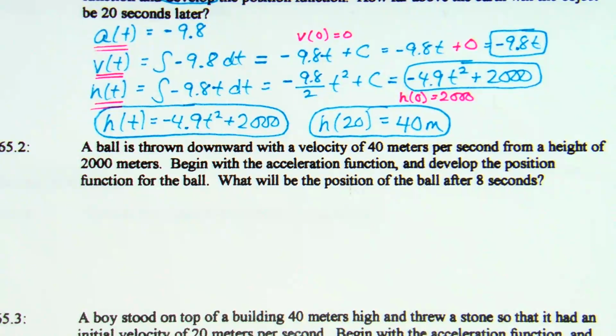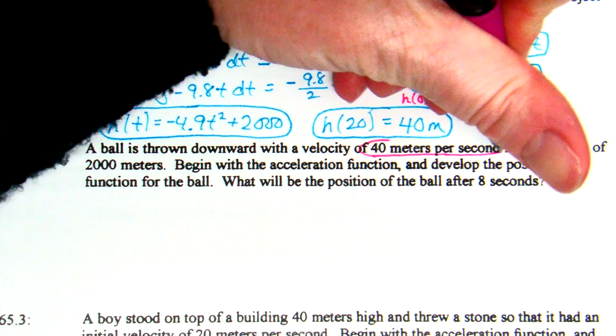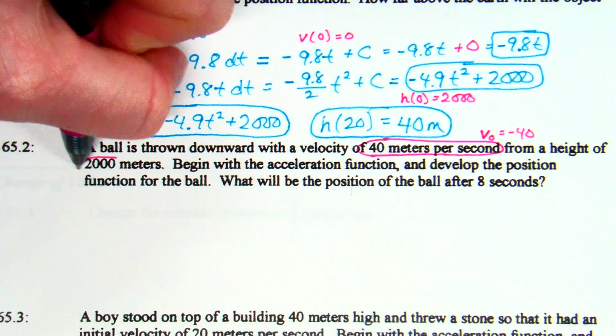So, let's identify real quick. What can you identify in the given problem? Velocity is negative 40 meters per second. A ball is thrown downward with an initial velocity of 40 meters per second. So what is that saying? V naught, my initial velocity, is going to be negative 40 because it's thrown downward. So it's not just released. We've got a push behind it, right? What else were we given? From a height of 2,000 meters. So that is my initial height.